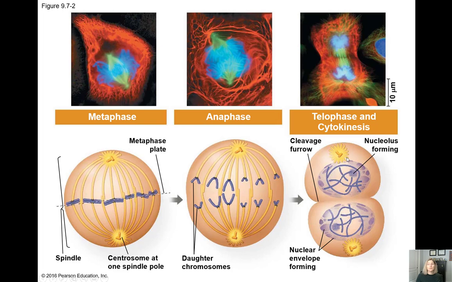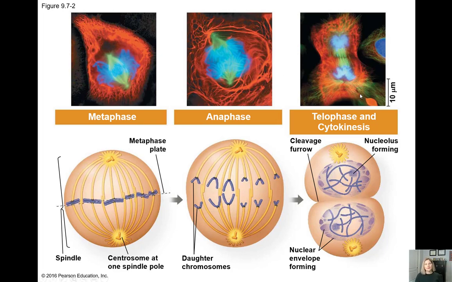The nuclear envelope was disappearing in prophase while it's reappearing in telophase. The chromosomes are condensing in prophase while they're going to be kind of unwinding in telophase. The nucleolus disappeared in prophase while it reforms in telophase. So basically everything that happened in prophase, imagine the opposite occurring in telophase. And then while that's occurring, you start seeing the nuclei form.